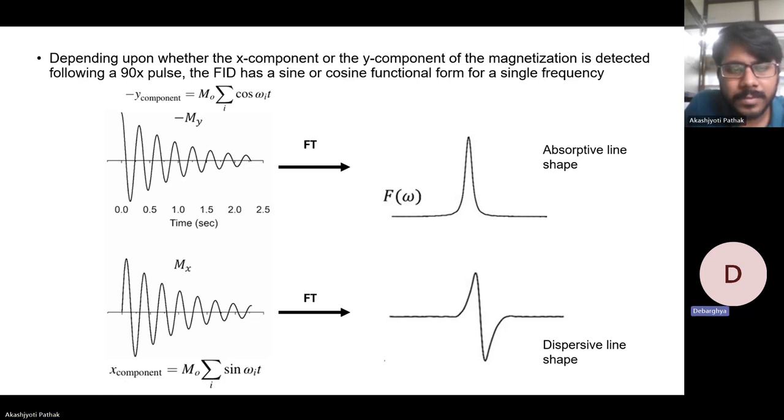So why is the magnetization from the X axis showing a dispersive line shape? Why is this showing a dispersive line shape? Okay, so for this there are certain mathematical relations. From the sine wave itself, we are getting these sorts of 0 and 90 degrees.